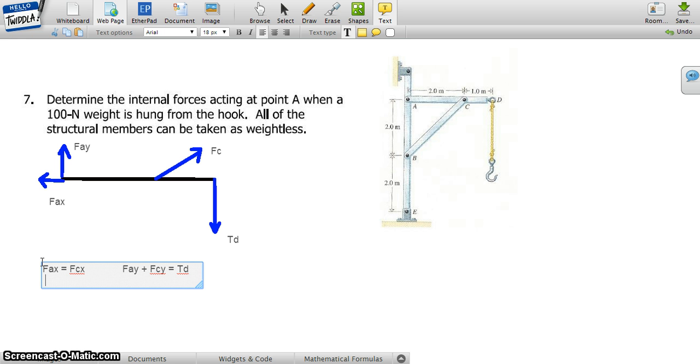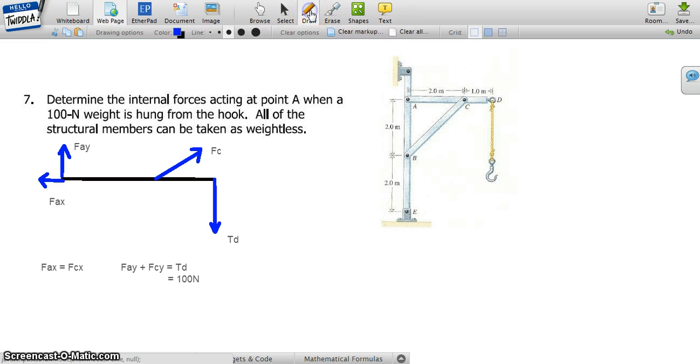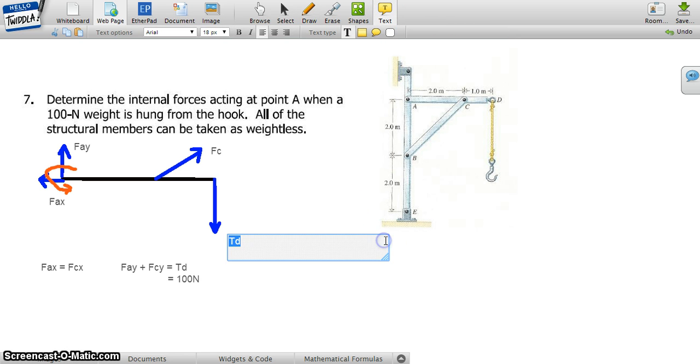I don't know either FAX or FCX, but I do know TD would be equal to 100 newtons. So I've got quite a few unknowns. This isn't going to help me. I need to resort to torque. So I'm going to choose a pivot point to eliminate as many of these unknowns as possible. I'm going to choose it down here. And so now I can write a net torque equation.